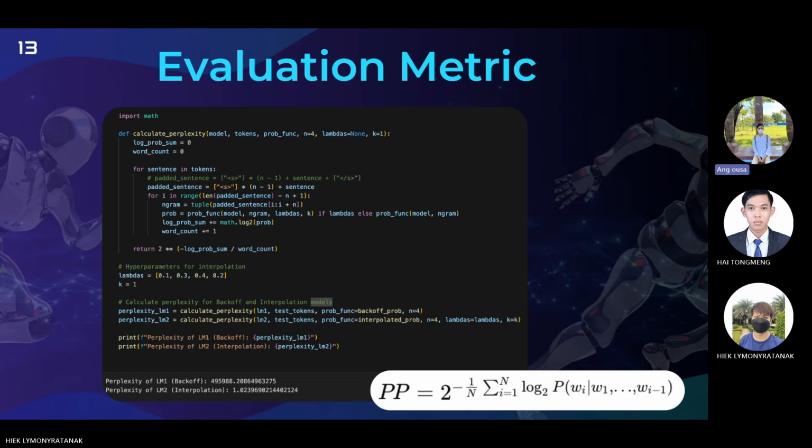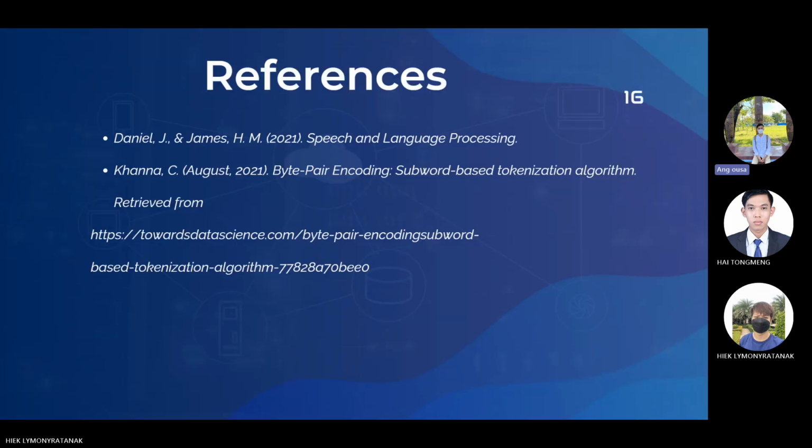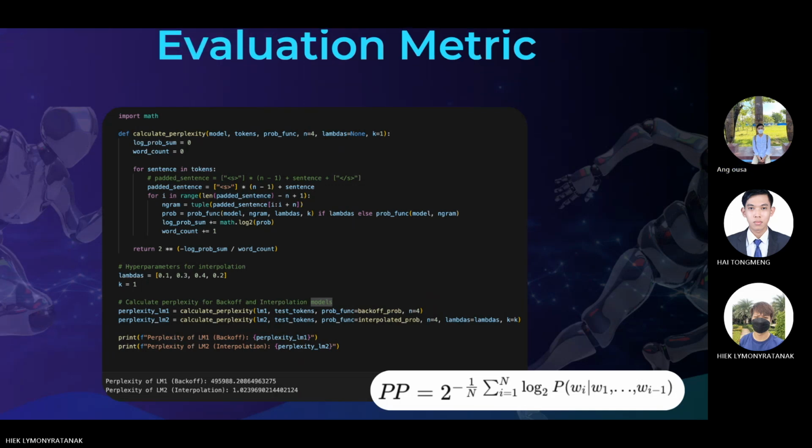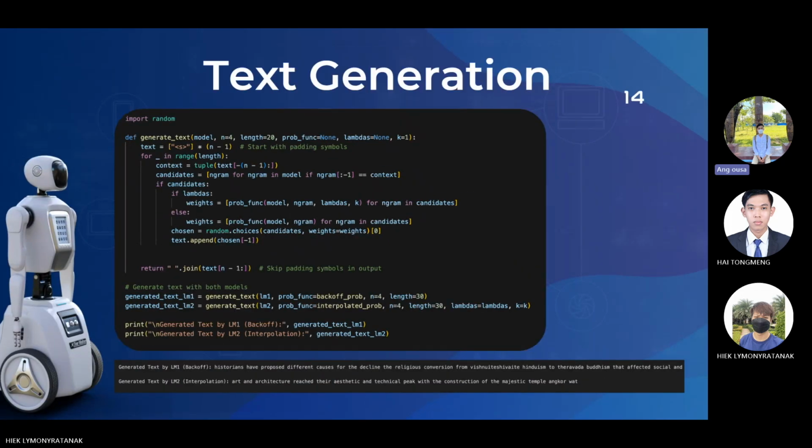After calculating, as we can see, for the sentence in the token, we use our program to calculate our model. And the result shows that the interpolation model has the lower complexity, which means it indicates a better result. And next, let's move to the text generation.